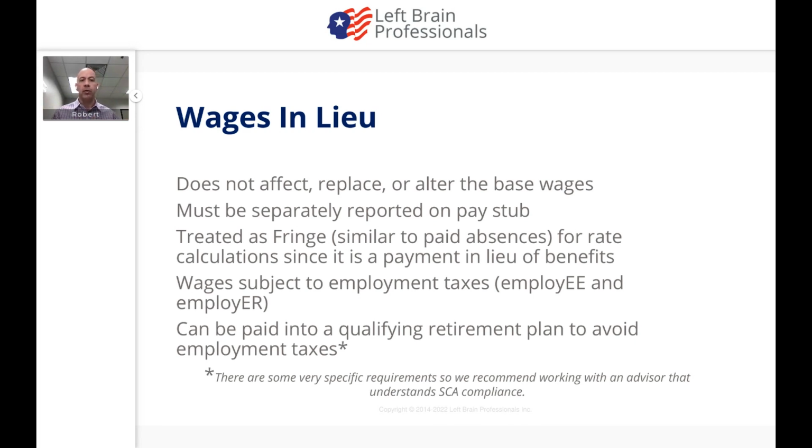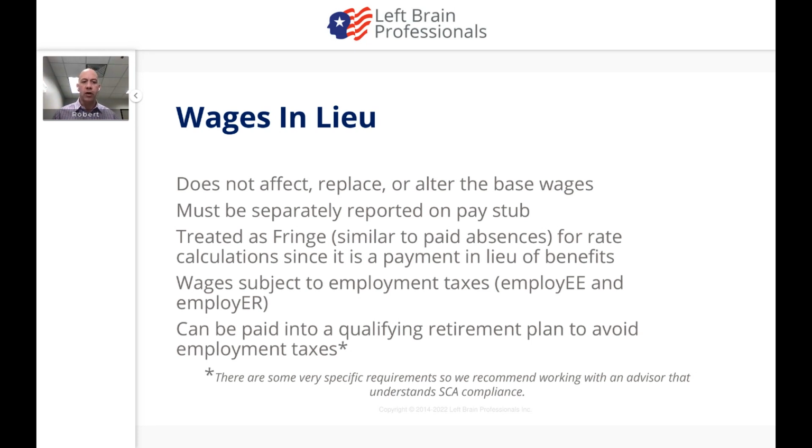The wages in lieu must be reported separately on the pay stub. So if you do have a situation where you are paying that out, we cannot include that in the same line item. We need to make that very clear. Wages in lieu, this is also an area that gets people tripped up. It's treated as fringe, similar to a paid absence, for rate calculations. And so in order for us to do the indirect rates, because it is a payment in lieu of benefits, right? We are paying them cash in lieu, but we're not changing the base labor rate. All we're doing is saying we have a minimum fringe requirement to pay you this. If you take health insurance or some of those other qualifying items, they count towards that total dollar amount that we need to pay you. But if we end up paying you cash in lieu of that, it's really still a fringe benefit because it falls into that same category. So we still keep that amount in fringe. And you'll see that when I put my Excel calculation on the screen a little bit later.